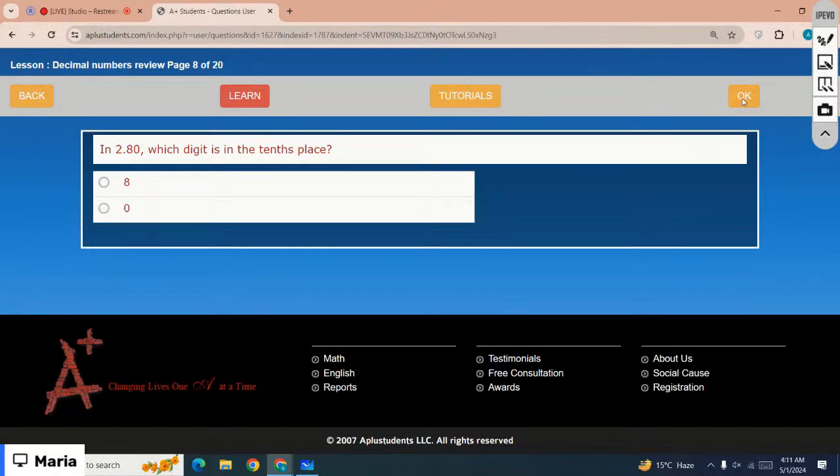In 2.80, which digit is at the tenths place? Which is the correct option? Yes, 8 it is. The correct option is 8 is at the tenths place. Okay, you can complete the lesson by yourself later today. Let me just move on to the next lesson.